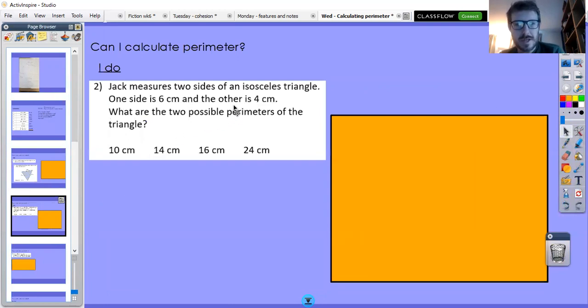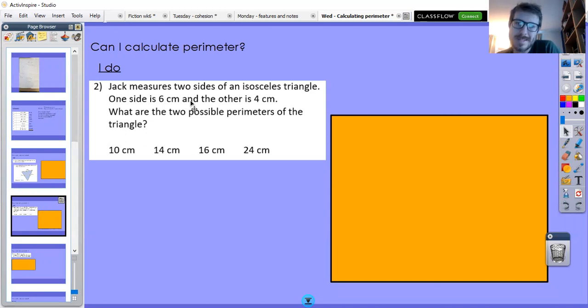Jack measures 2 sides of an isosceles triangle. One side is 6 centimeters and the other side is 4 centimeters. What are the 2 possible perimeters of the triangle? So why are there 2 possible ones? Well, like we said, an isosceles triangle has 2 sides which are the same length, but we don't know which of those lengths is replicated. We don't know which of those lengths has 2 of them that are that length.